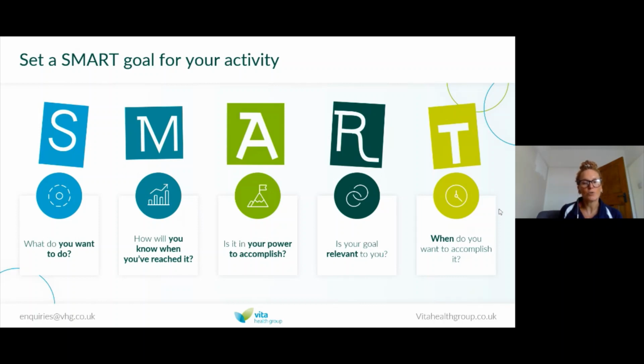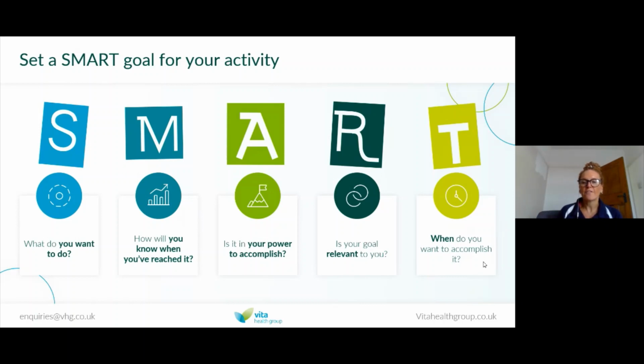And is it achievable? Is it attainable? Is it in your power to accomplish it? Is it relevant? Is the goal relevant to you? And time, and finally, when do you want to accomplish your goal by?